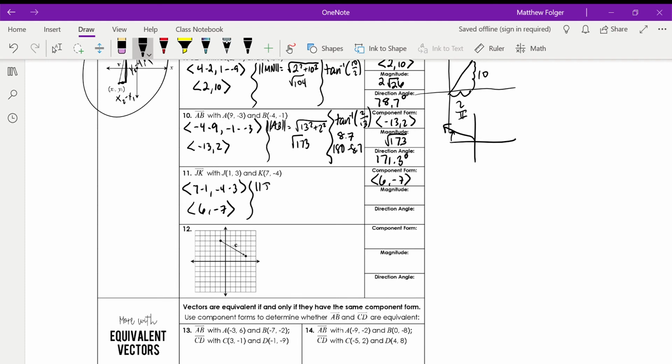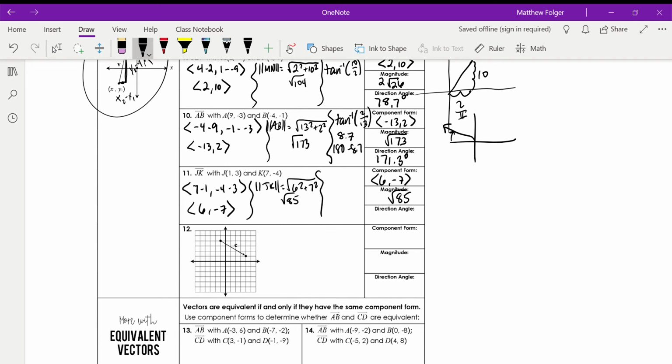The magnitude of JK is the square root of 6 squared plus 7 squared. 36 plus 49 is 85. Does that reduce? 85. Are there any perfect squares that go into that? I don't believe so. So that one we can just leave as square root of 85.